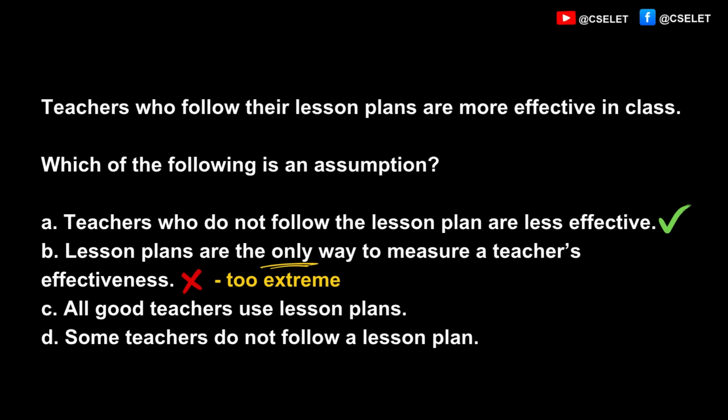Now, check naman natin si letter C. All good teachers use lesson plans. This is wrong because it's an overgeneralization. Again, too strong. Not all good teachers may use lesson plans all the time. So the original statement doesn't say all good teachers use them, just that those who do are more effective.